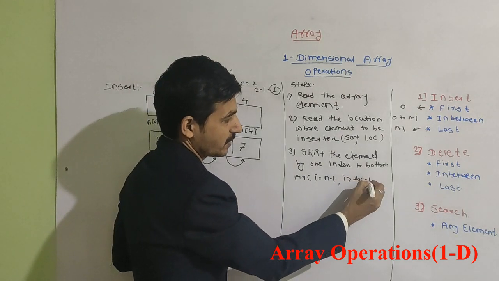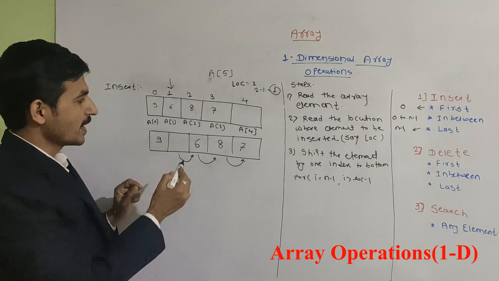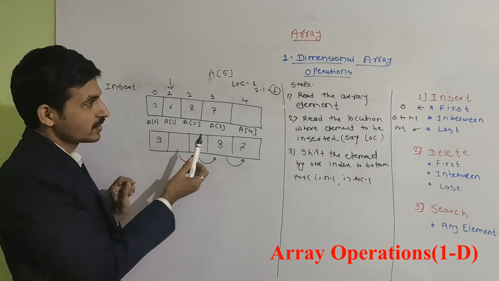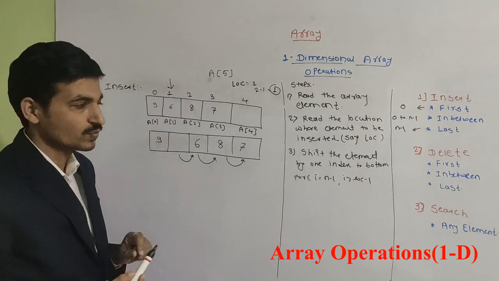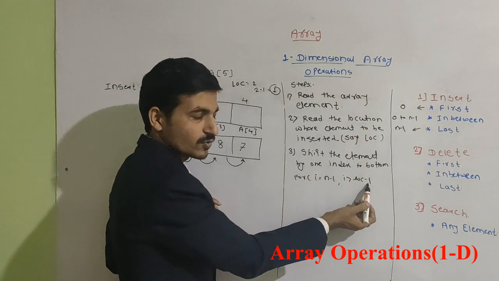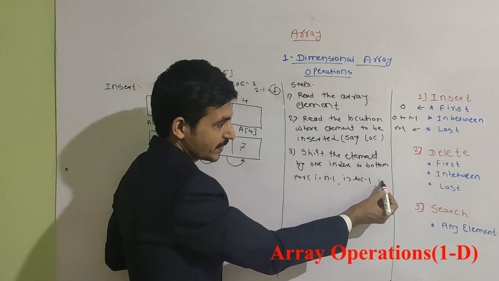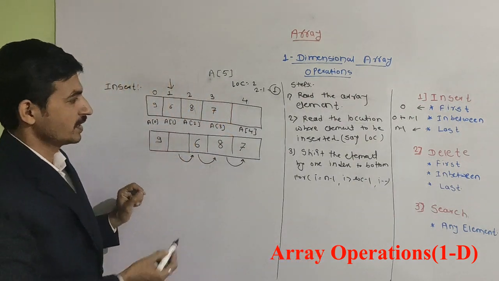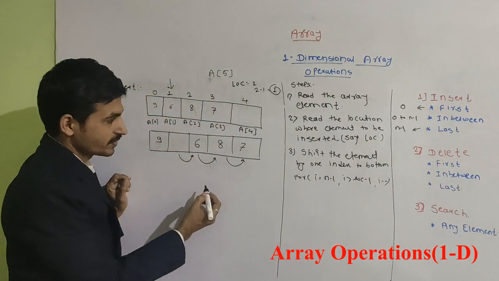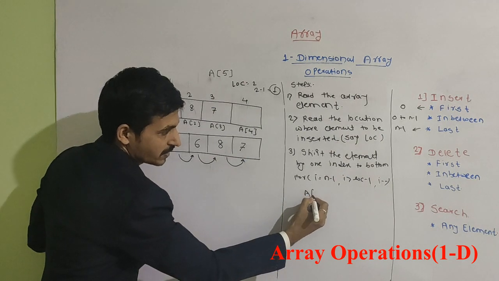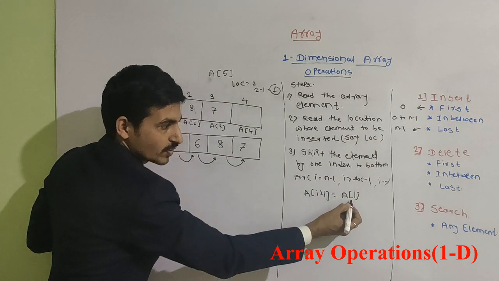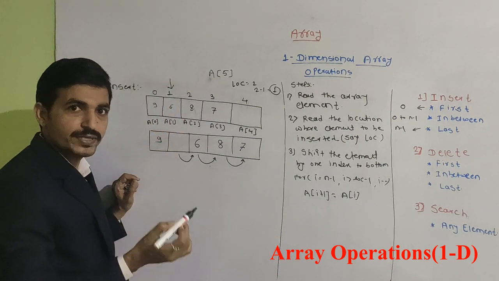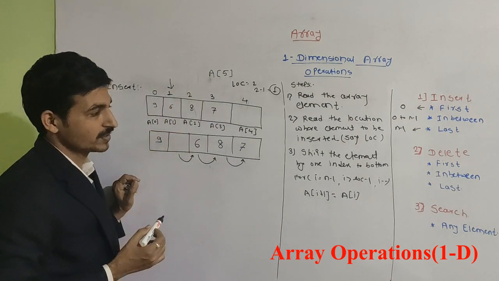I is greater than location minus 1. It will happen up to location minus 1. So it starts from the last element and will reach up to location minus 1. We have to decrement every time, and what we have to do is shift the element: a of I plus 1 is equal to a of I. So the element at index I will be copied to index I plus 1.